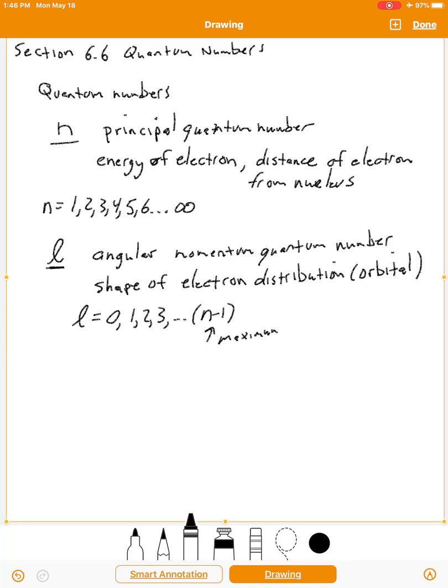For right now, all we're doing is looking at these numbers. In the next section, we'll look at how they affect the actual atomic orbitals.